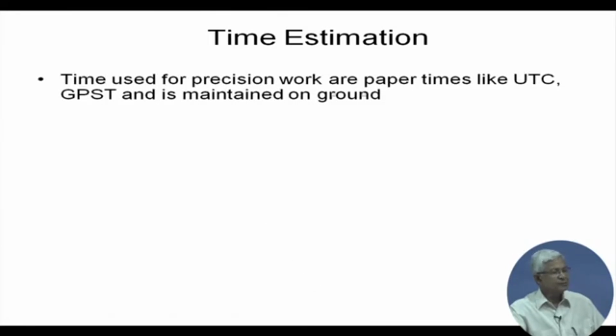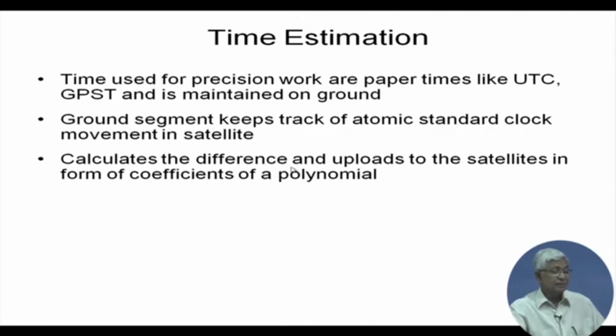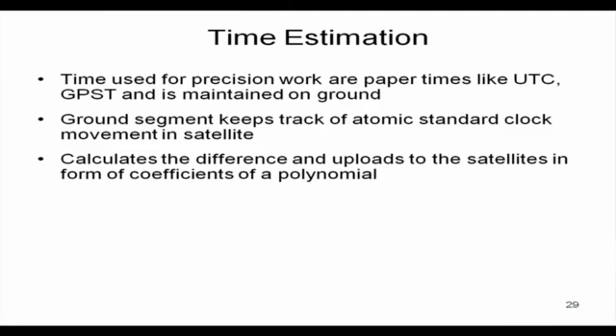So, the reference time is coordinated time, that is UTC, or GPS time, which is maintained on the ground, and the ground segment keeps track of the atomic clock standard, that atomic clock movement, that small del t. So, that error, it calculates the difference and uploads to the satellite in the form of coefficients of a polynomial. So, instead of correcting the clock on the satellite using additional circuitry, it simply sends a polynomial or the correction parameter, which will be broadcast to the user.